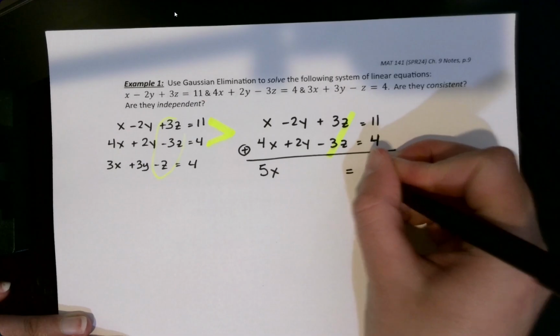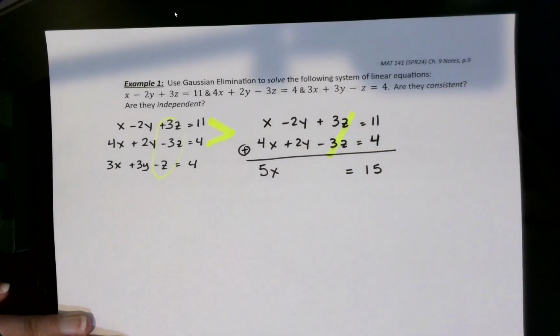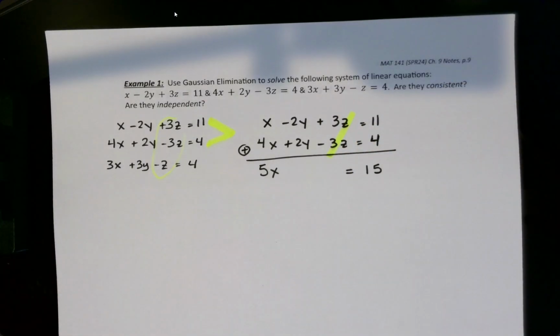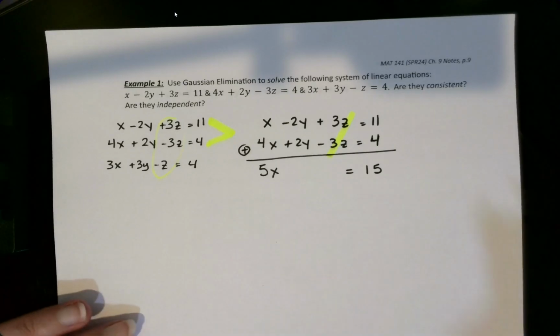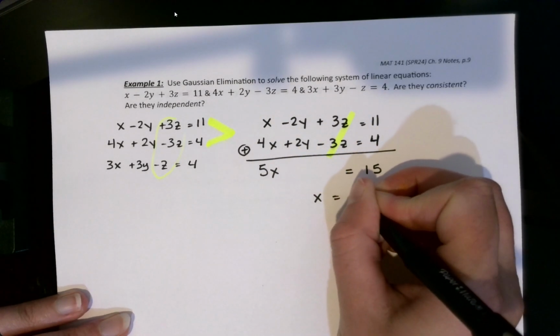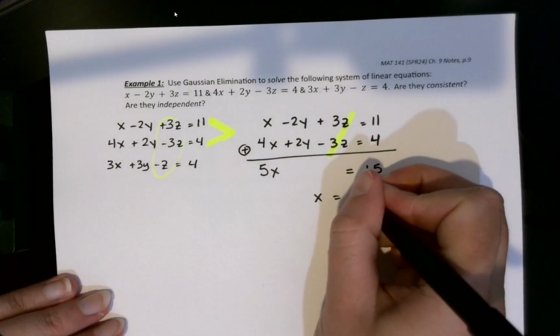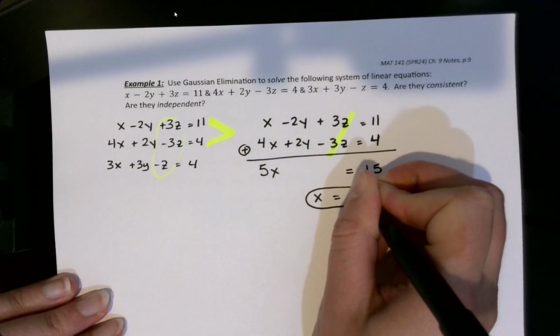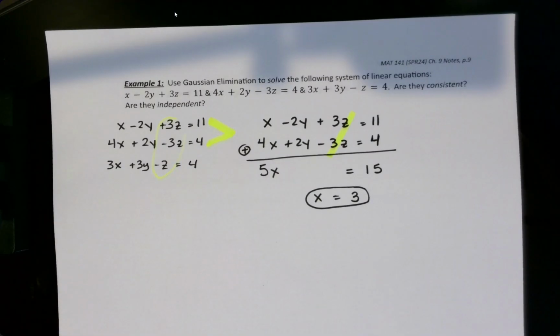And I end up with 11 plus 4, which is 15, I end up able to solve for x right away. So I can divide by 5, and I'll get a value of x equals 3. So I've got one of my variables right from the get-go. That's fortunate. It's lucky. That's not always going to happen.